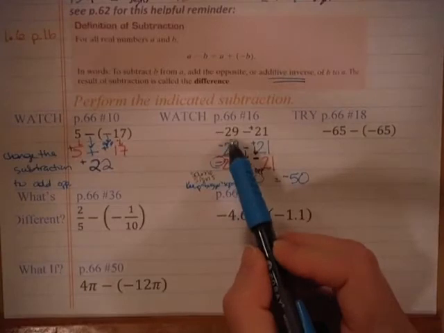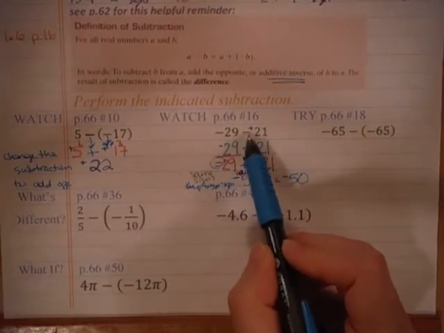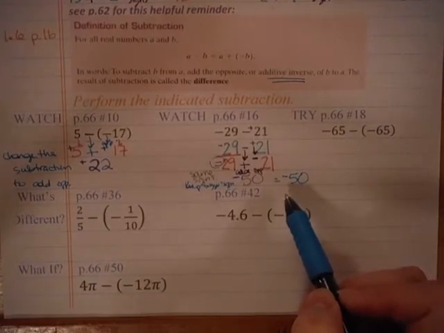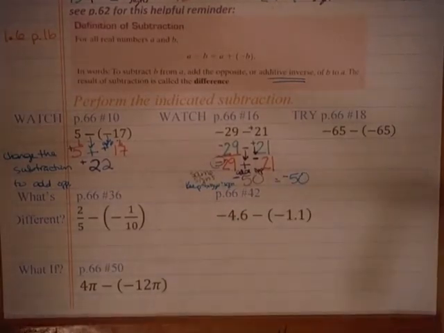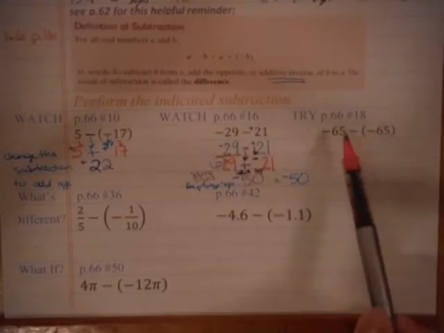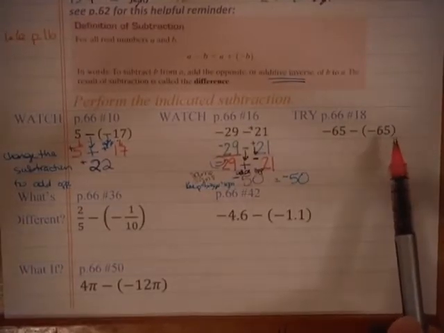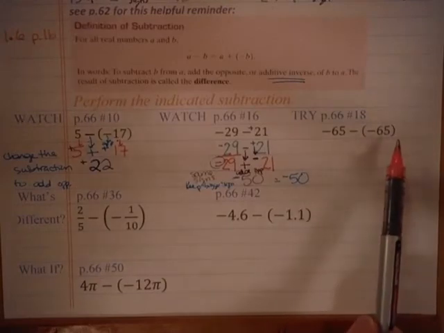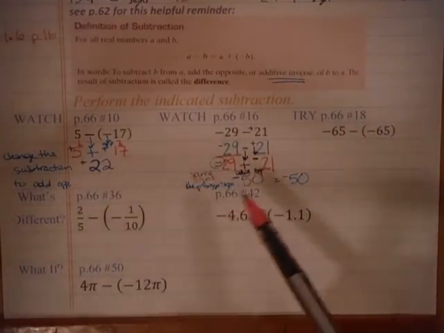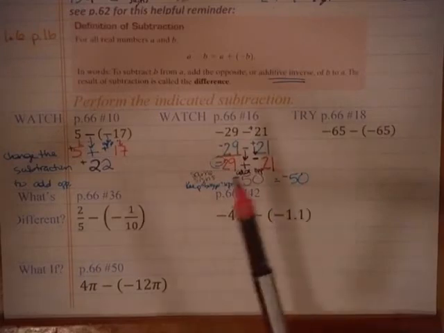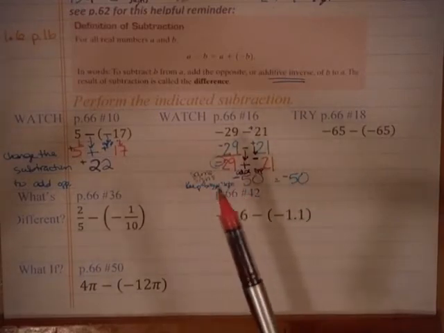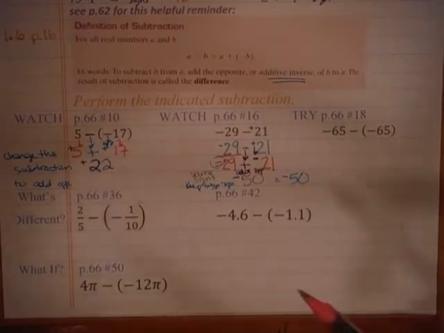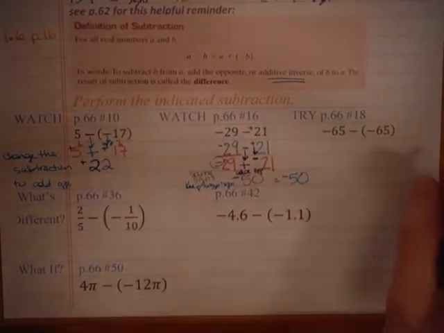If you think number line, if you start at negative 29, you go to the left 21, you'll land at negative 50. You're already negative, you land negative. Okay, so here's one for you to try. Negative 65 minus a negative 65. I actually went a little more challenging with this try problem, but the rules don't change, okay? You add the opposite and then use our rules for adding. So hit the pause button, try this one on your own, and we'll reveal the answer.